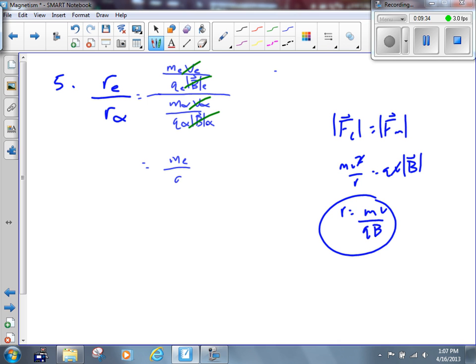You don't have to simplify it at this point, but I'm going to. You want to divide by M over Q? Let's multiply by Q over M. So ME over QE over M alpha over Q alpha is the same as M over Q times Q over M. Now, we know the value of the electron's mass and the electron's charge and the alpha particle's charge and the alpha particle's mass. When we do the math on that, it works out to be 2.7 times 10 to the minus 4.